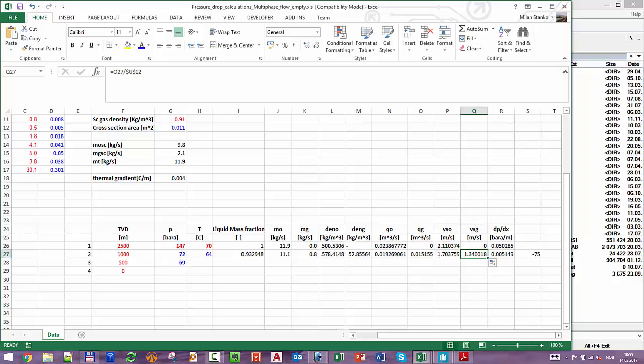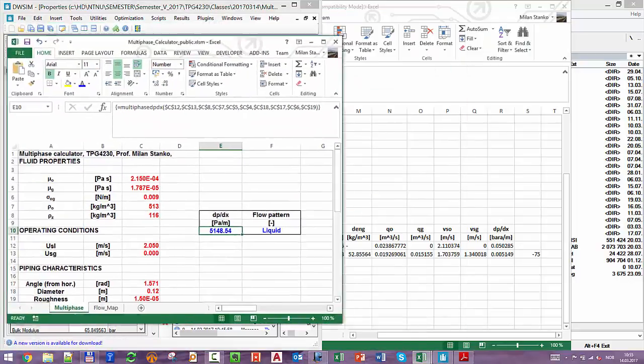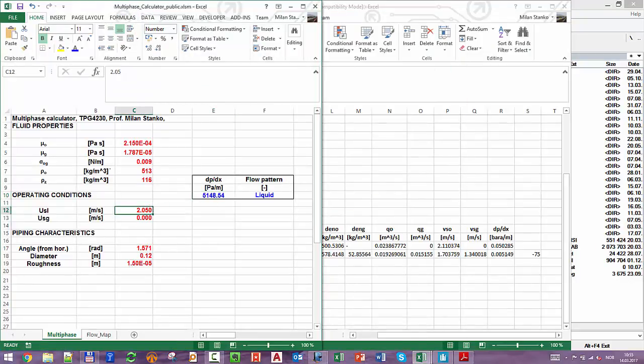So now we can go to our multiphase expert to fill in all the information. So we say the velocity is 1.703, 1.34. Then this remains the same, and now the density of the oil is 578.4. The density of the gas is 52.85.